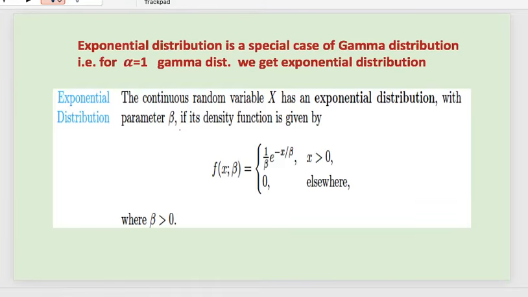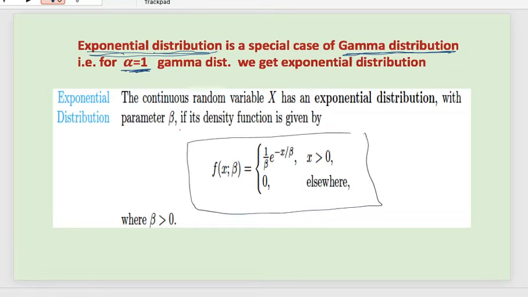Now the next is one more case for the gamma distribution. It is a special case, which is converted into the exponential distribution, and we can call it a special case of the gamma distribution for alpha equal to 1. So if we take alpha equal to 1 in our previous second kind of gamma distribution, it becomes the exponential distribution, and this is the PDF for the exponential distribution.